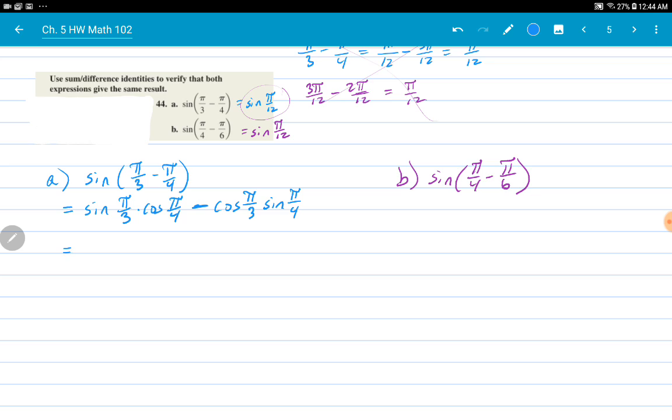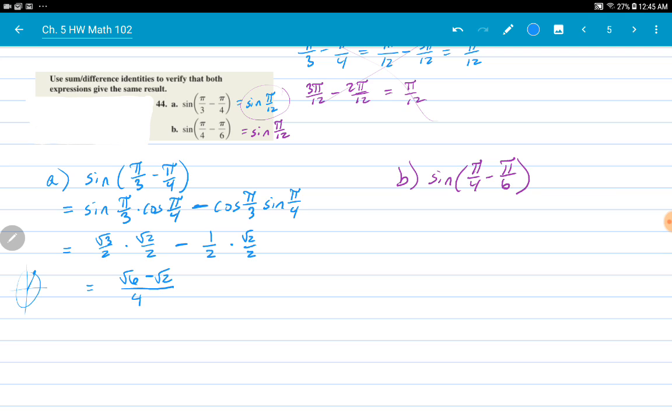which gives me sine of pi over 3 is this guy, so that's the tall one, so that's radical 3 over 2. Cosine of pi over 4 is radical 2 over 2, minus cosine of pi over 3 is 1/2 times radical 2 over 2, which gives me radical 6 over 4 minus radical 2 over 4. So that's what I get for part A.